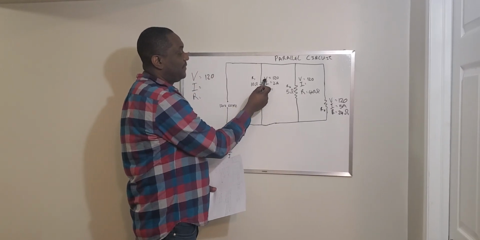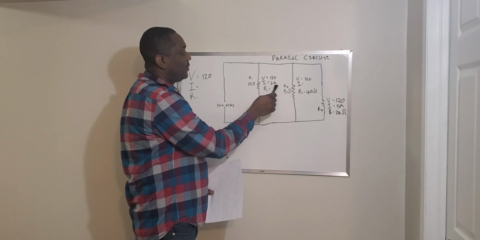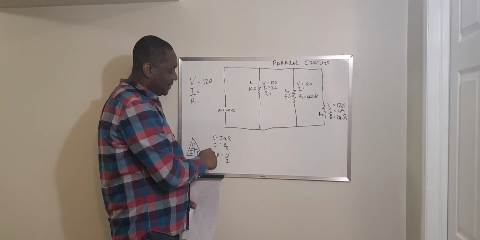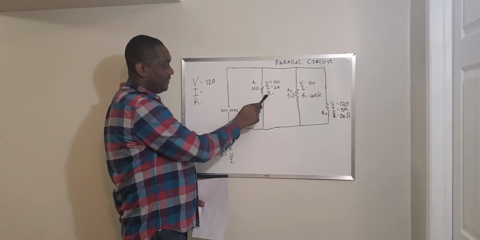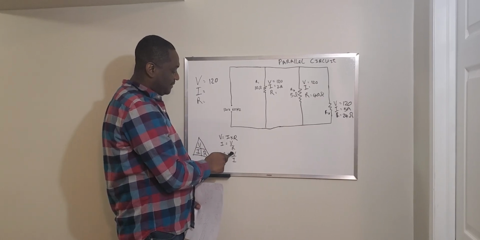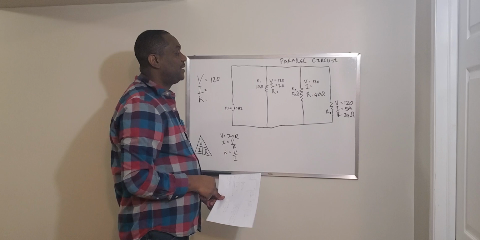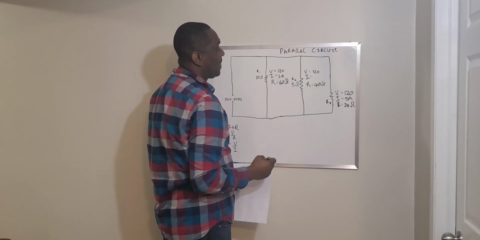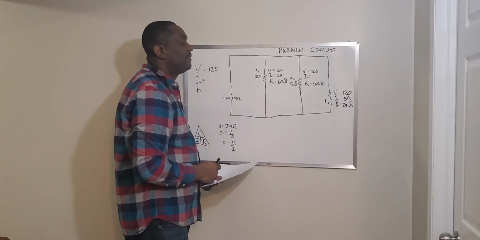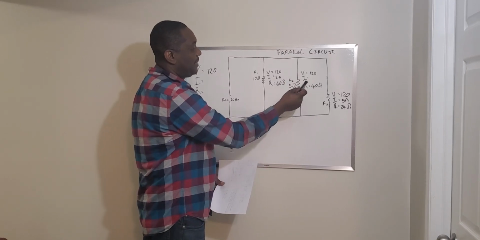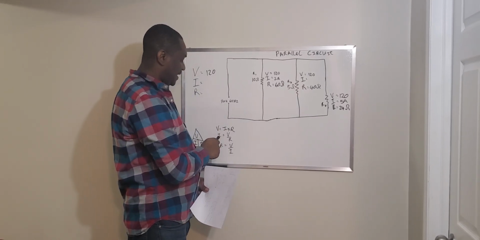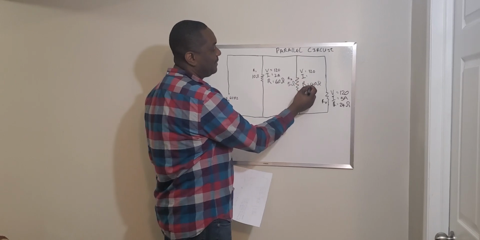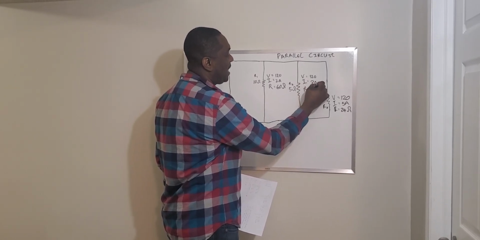In R1, we are given a voltage of 120 and the current of 2 amp. And in my exam, I always write down this formula to remember. I'm trying to find my resistance here. Resistance equals V over I, which is voltage over current. So my resistance here is 60 ohms. In R2, I am given the voltage, which is 120. I'm not given the current, but I'm given the resistance. So to find current is V divided by R, which is 120 divided by 40, which is 3 amp.